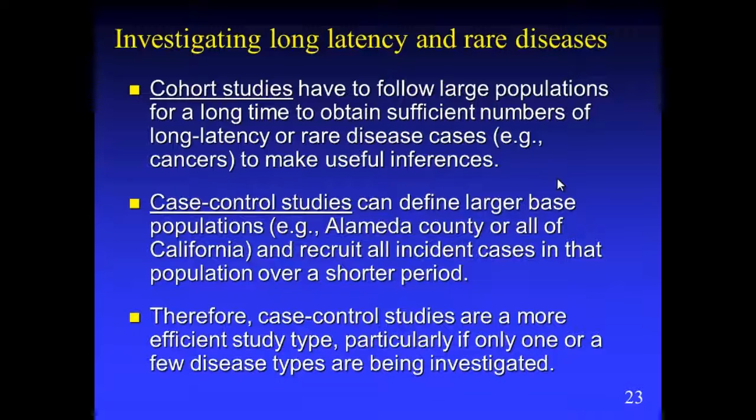But case control studies, simply by starting by defining a larger base population, they might take, for example, the state of California, and use a cancer registry, say, to identify and recruit all the incident cases in California over a shorter period, which might be 1, 2, or 3 years. So they are very efficient in that sense. We can compress the time required, and we don't have to follow huge numbers of people because effectively the cancer registry is following those people for us.